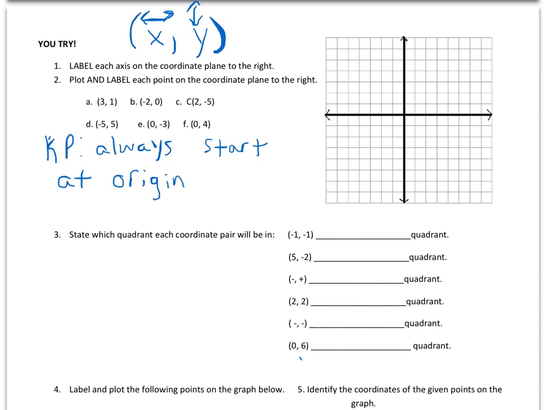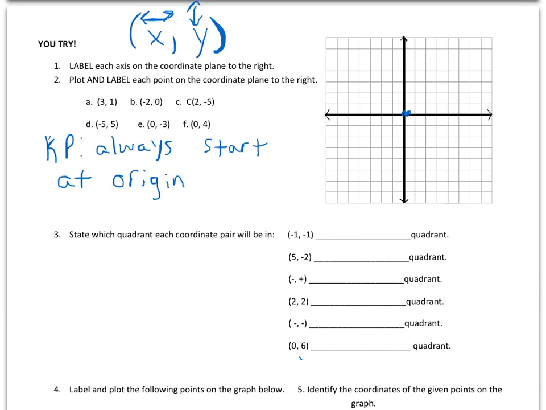Always start at the origin. Okay? Alright, so I'm going to put my pencil at the origin. Okay? And to get to point A, I need to go, it's a positive 3. What do you think? Does positive mean right or to the left on the x-axis?